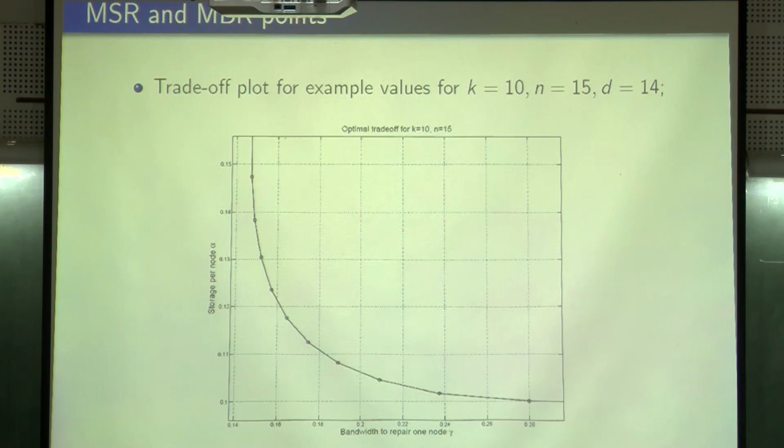what would you prefer in practice? If you would like your data to be compact, would you prefer MSR or MBR? MSR, if you want the data to be compact. But if you want, for example, a quick recovery, then you may tolerate a bit higher storage per node but would like to repair quickly. So the MBR.